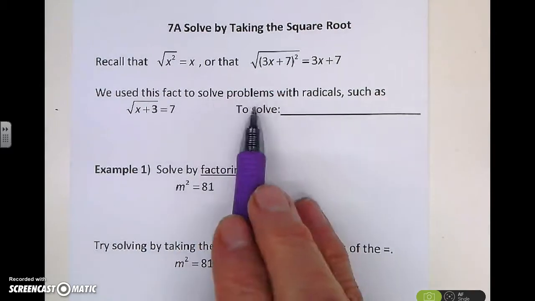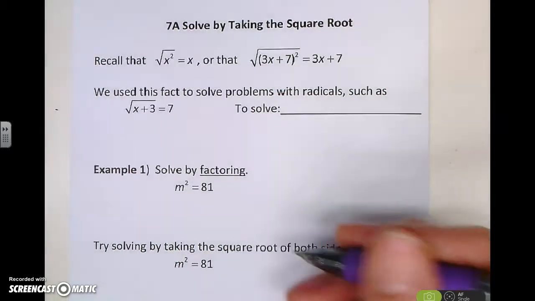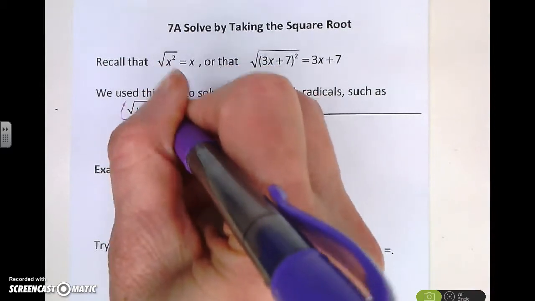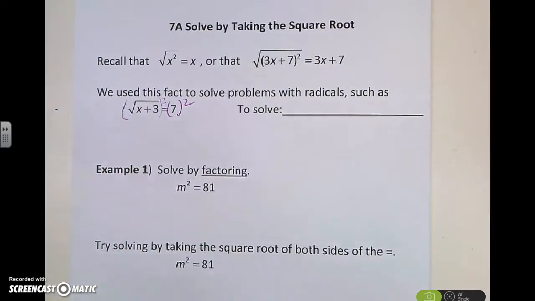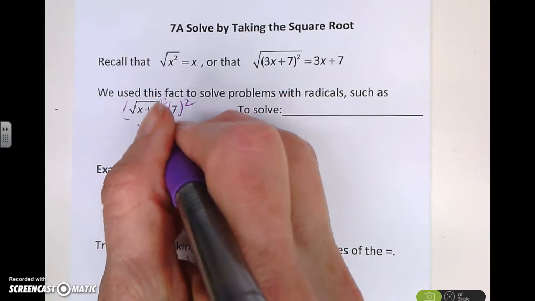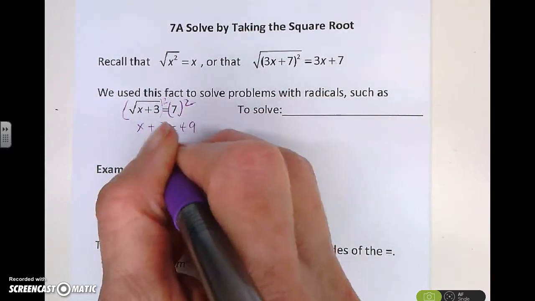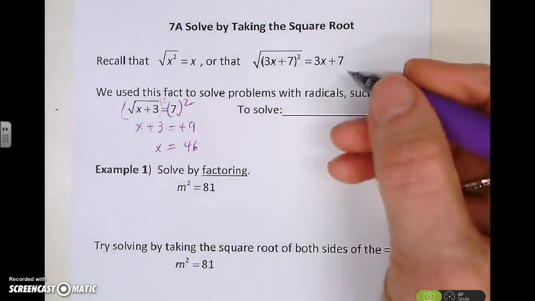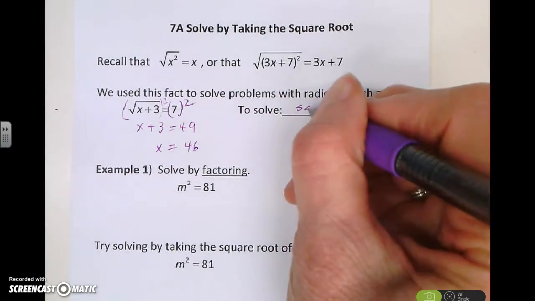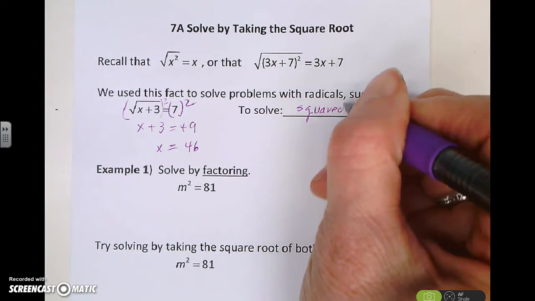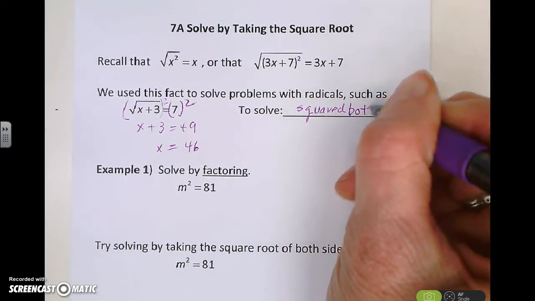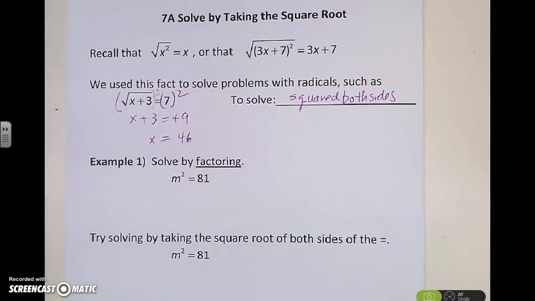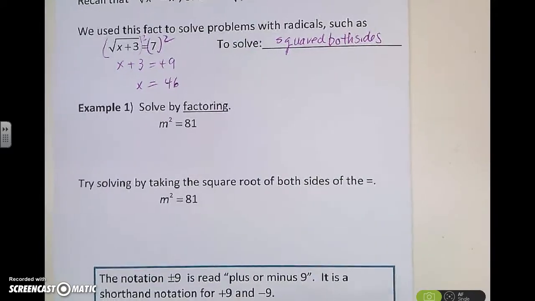And we used this back to solve problems in that last unit with radicals like this, where we took each one and we raised both sides to the second power, and we got that x plus 3 was 49, and then x was equal to 49 minus 3, 46. So to solve it, we squared both sides. We're going to do the same thing, but in reverse in this unit. So let's just go here.